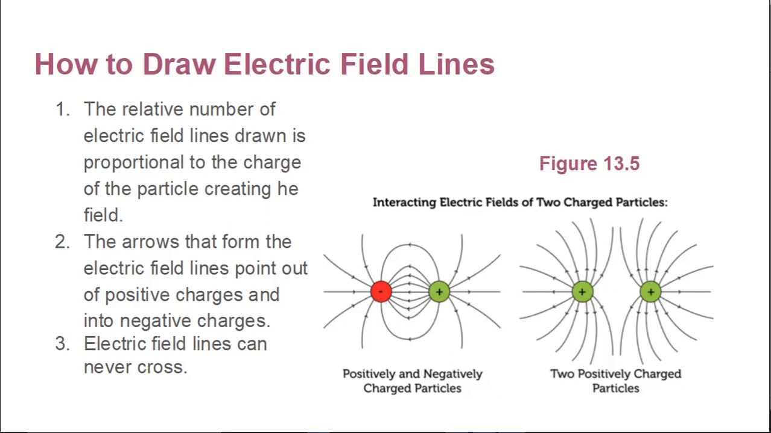And never, never, never cross those lines. That's rule number 3. Electric field lines can never cross. So here you have a positive charge and a negative charge. As you can see, the lines are coming out of the positive and coming into the negative. Look at the points of the arrows. They tell you what's going on with those forces. We don't know the charge. They didn't tell us how much each one of them was worth, but they made several lines coming in or coming out.